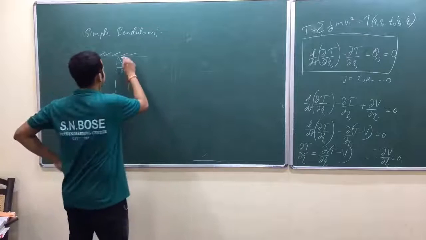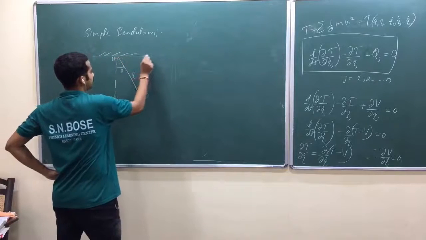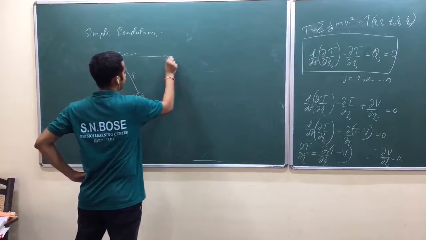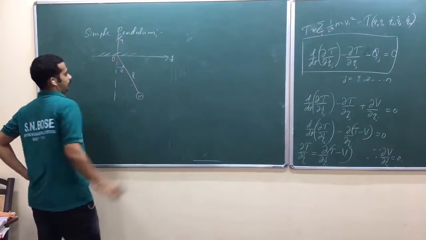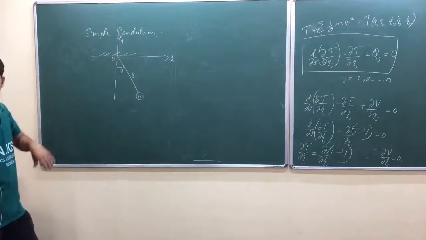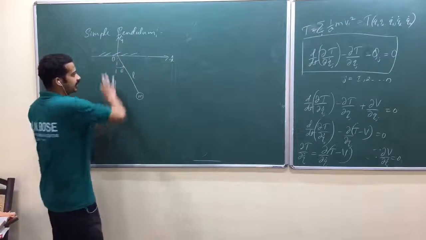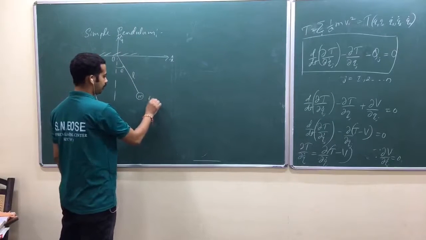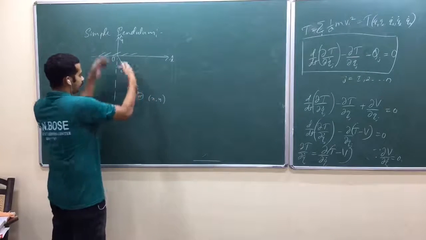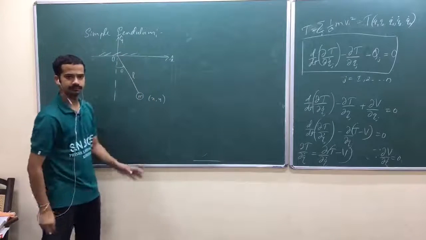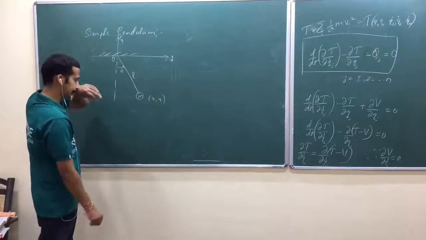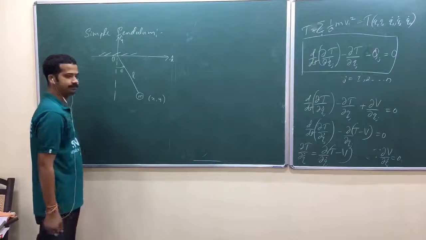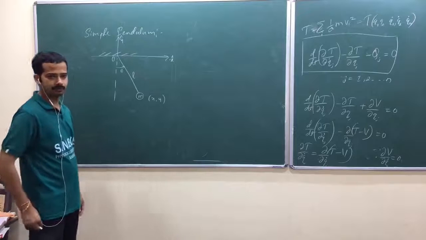Now let me take this one as origin. If I take this as origin, I can take this one as x cap, this one as y cap. And in that coordinate system, this is x comma y actually. X coordinate is positive, y coordinate is actually negative. Am I right? Is that okay?